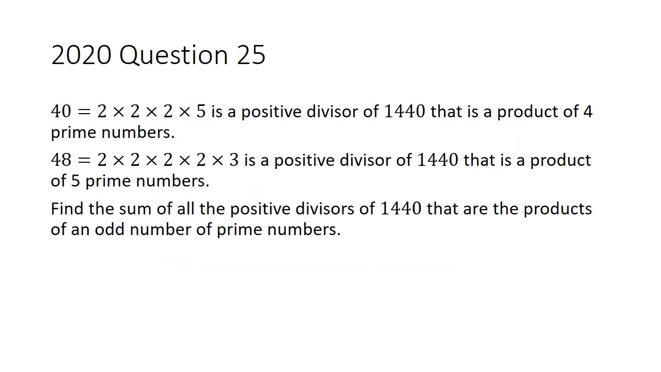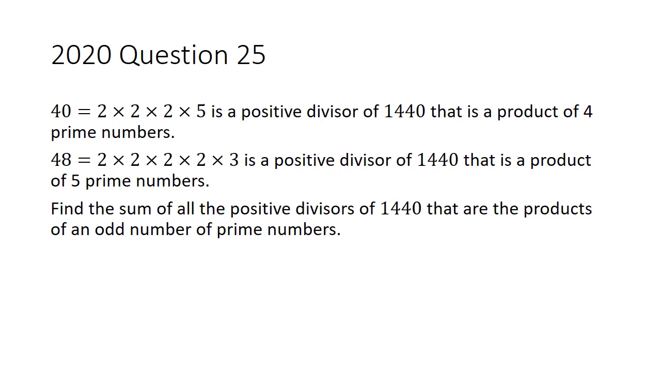Last but not least, we have question 25. Now we have two examples given here. 40, the number can be expressed as 2 cubed times 5, is a positive divisor of 1440, but it's a product of 4 prime numbers. 48 is another positive divisor of 1440 and is a product of 5 prime numbers, which is 2 to the power 4 times 3.